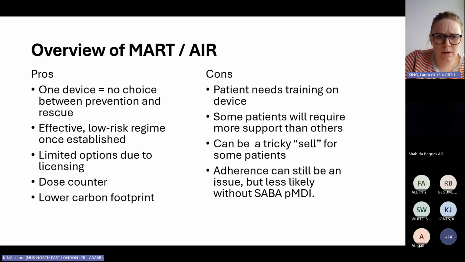And cons, as I've said, we've talked about them already. It can be a tricky sell. Some require more support, and adherence can still be an issue, but it's less likely because you're taking away the SABA. Trials for diagnostic uncertainty. Could we be overusing steroids? I guess if you're uncertain, you could do a monitored trial of treatment.